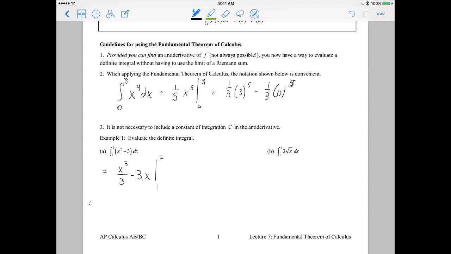And so if I plug in 2 first, that's going to be 2 cubed over 3 minus 3 times 2. Okay, and I'm going to put that in brackets just so that I know that those two terms go together. And then minus, from the theorem, bracket, I'm going to do 1 cubed over 3 minus 3 times 1. And if you calculate that, you're going to get negative 2/3. Okay, so find an antiderivative, plug in the upper bound, subtract, and then plug in the lower bound.